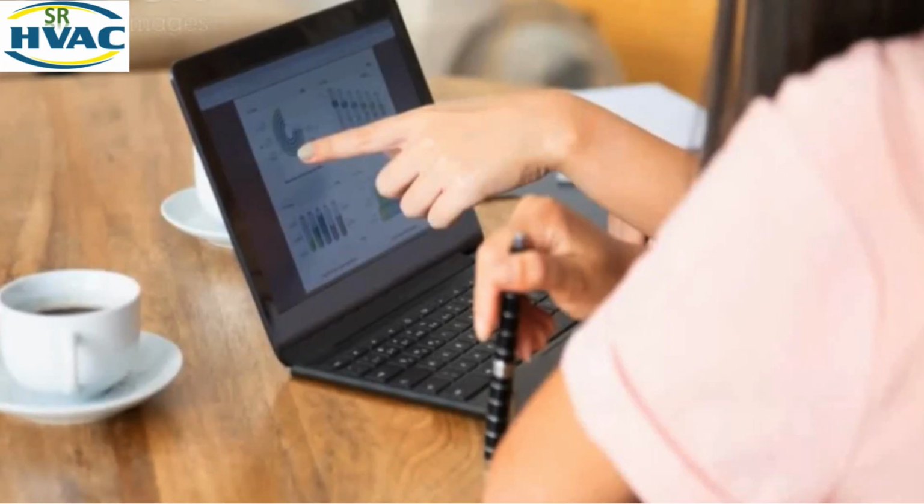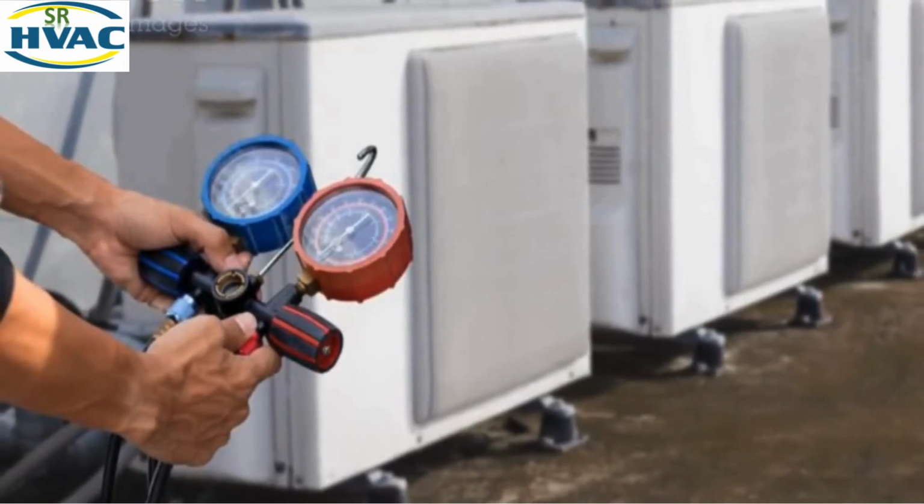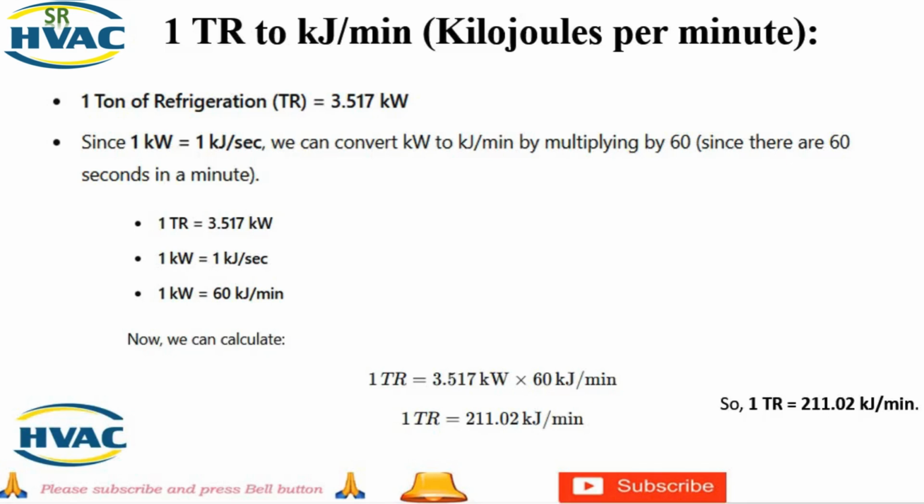To convert 1 ton of refrigeration to kilojoules per minute, we can use the following. 1 ton of refrigeration equals 3.517 kilowatts. Now, we need to convert kilowatts to kilojoules per minute. 1 kilowatt equals 60 kilojoules per minute. Thus, 1 ton of refrigeration equals 3.517 kilowatts multiplied by 60 kilojoules per minute, which equals 211.02 kilojoules per minute. So, 1 ton of refrigeration is equal to 211.02 kilojoules per minute.